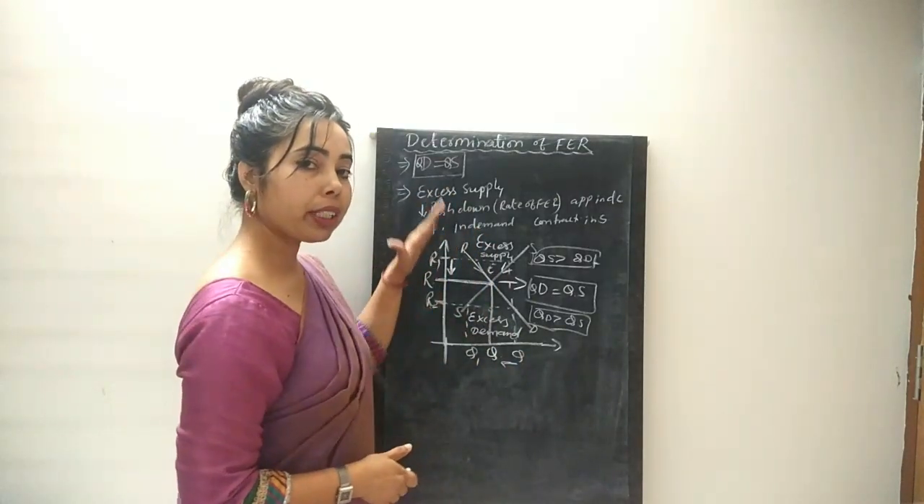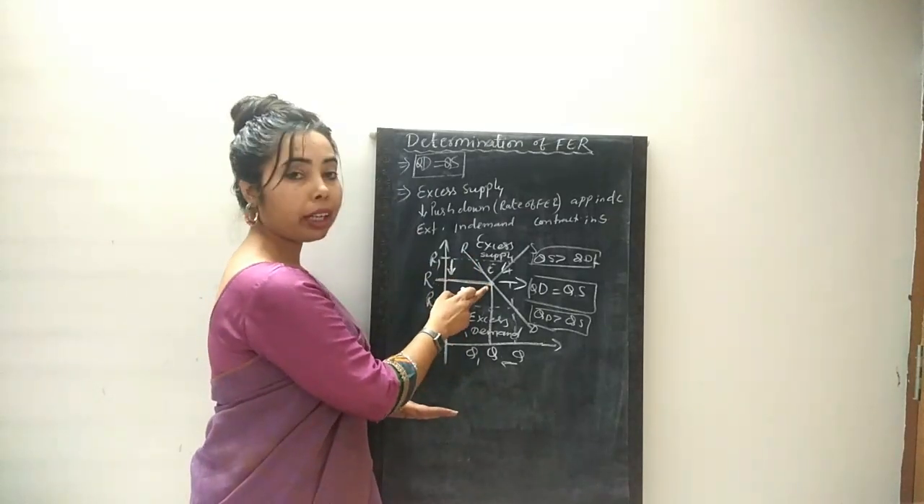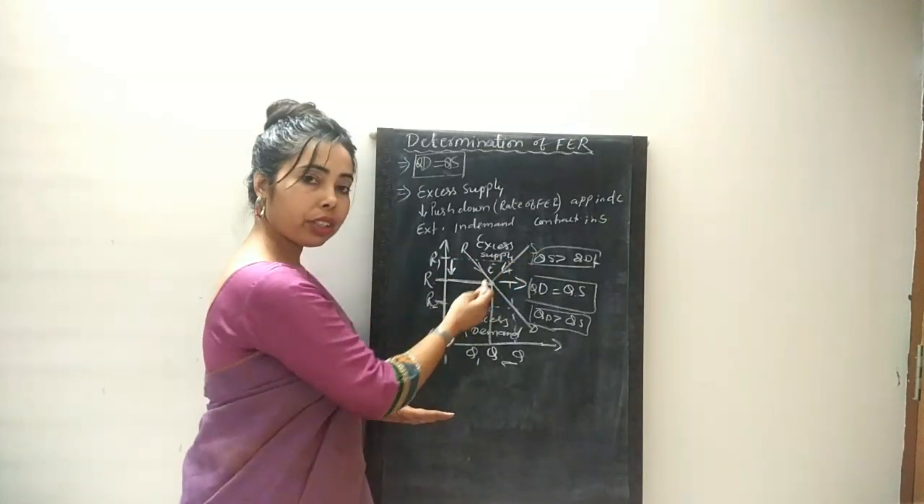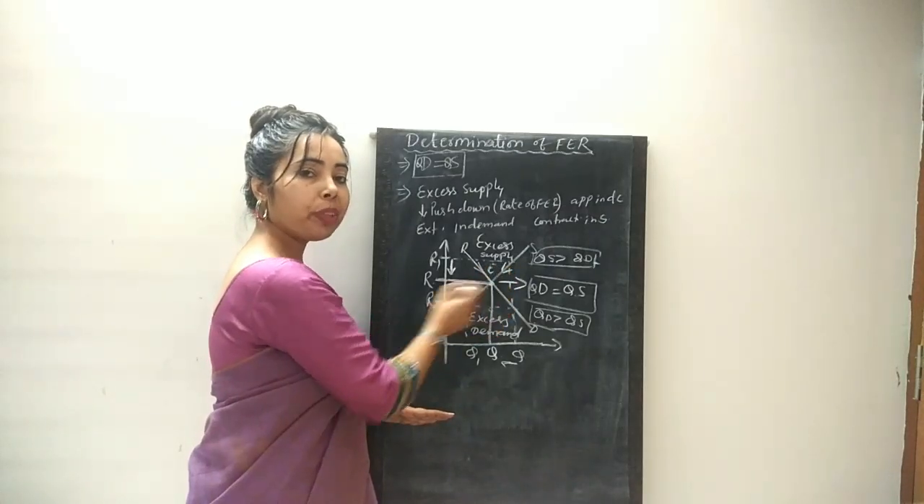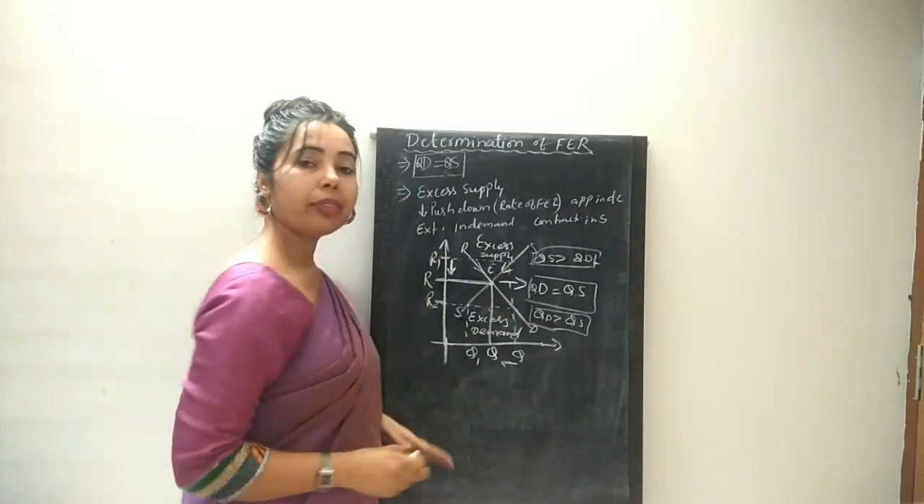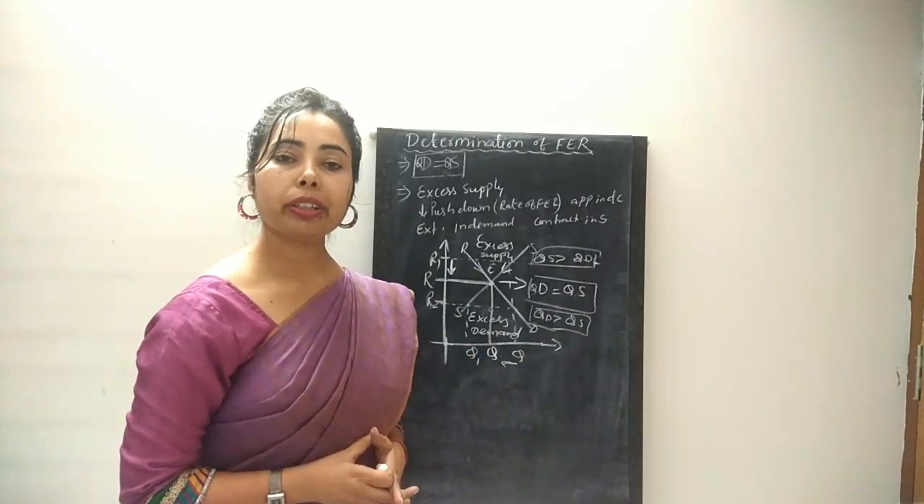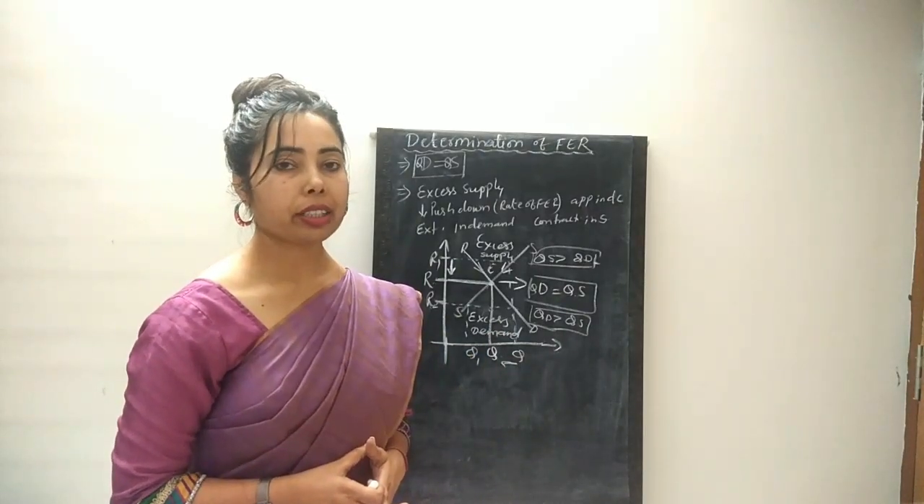So what happens when price falls? There will be extension in the demand curve and there will be contraction in the supply curve. Both will move together and reach the RE point. That will be the equilibrium point for the foreign exchange rate.